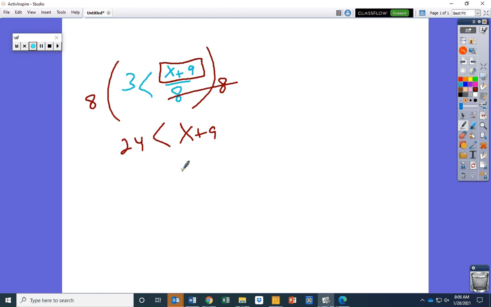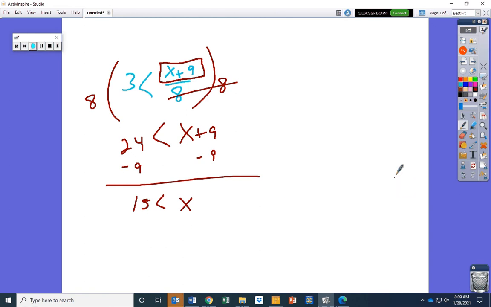Well, now it's easy, right? This is a simple two-step equation. I need to get x by itself. What's keeping x from being by itself? Plus 9. So I subtract 9. Subtract 9. What do I have? 15 is less than x. When I graph this at 15, which way is my arrow going to go? Which one will represent x is greater than? That way. Okay? Does that make sense?